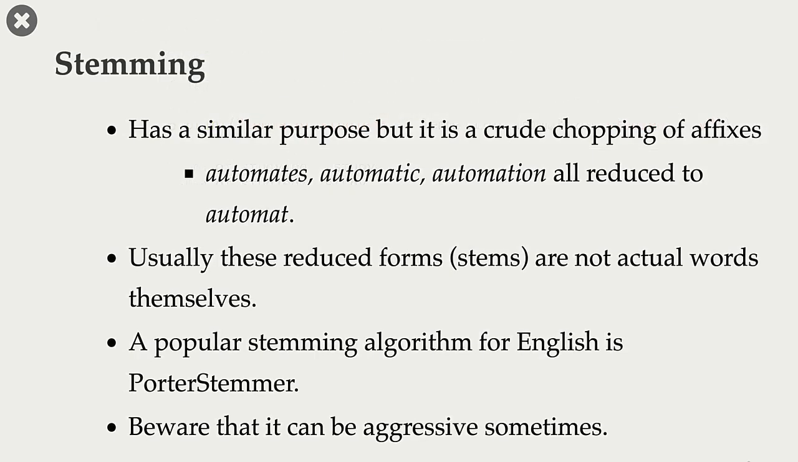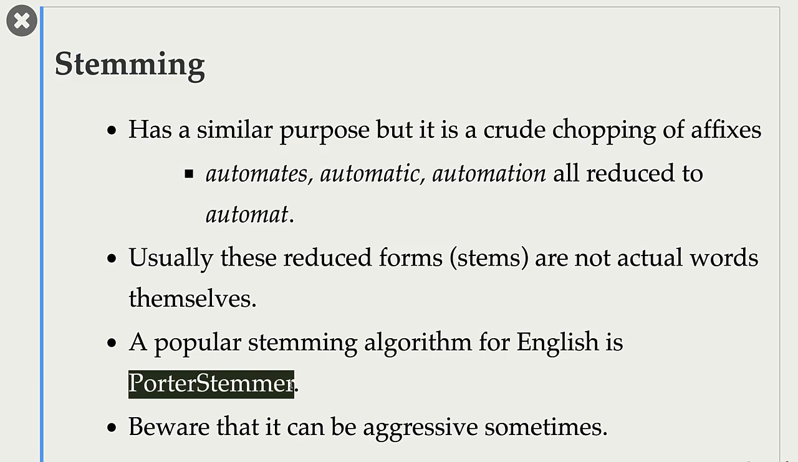Now stemming has a similar purpose, but it's more aggressive. What it does is crude chopping of affixes. So if we have words like automates, automatic, automation, they all are reduced to automat. Usually these reduced forms, which are called stems, are not actual English words themselves. So what happens is that after doing stemming, the text usually becomes unreadable. A popular stemming algorithm for English is the Porter stemmer. If you want to use stemming, just be careful because it can be really aggressive sometimes.